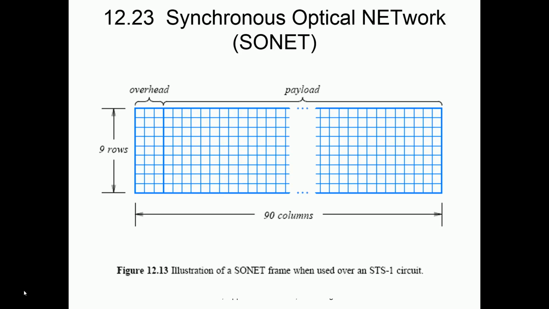We could actually send an optical connection through a copper-based signal. Because again, the media for the payload, or the media for the frame or packet, doesn't matter. It's going to be the same regardless. That's because we have standards. Here we have 90 columns of data with 9 rows. That makes up our SONET frame. We can send this frame over an STS connection. It's the same.